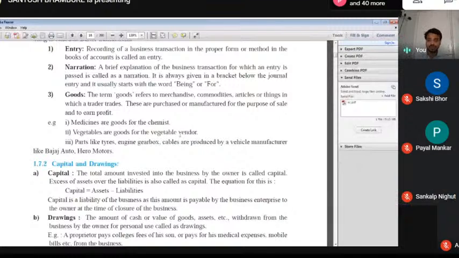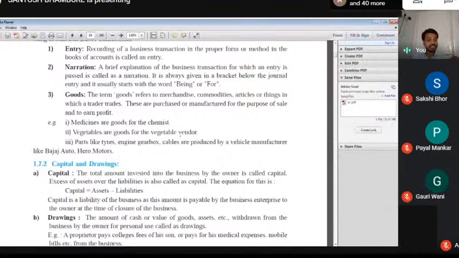Lots of times I am using goods, lots of times commodity, lots of times article, and lots of times thing. The meaning of all the words is the same. Remember, goods: I purchase a compass from a shopkeeper. Compass is a good. I purchase a compass is the narration, and compass account debit to cash is the entry.